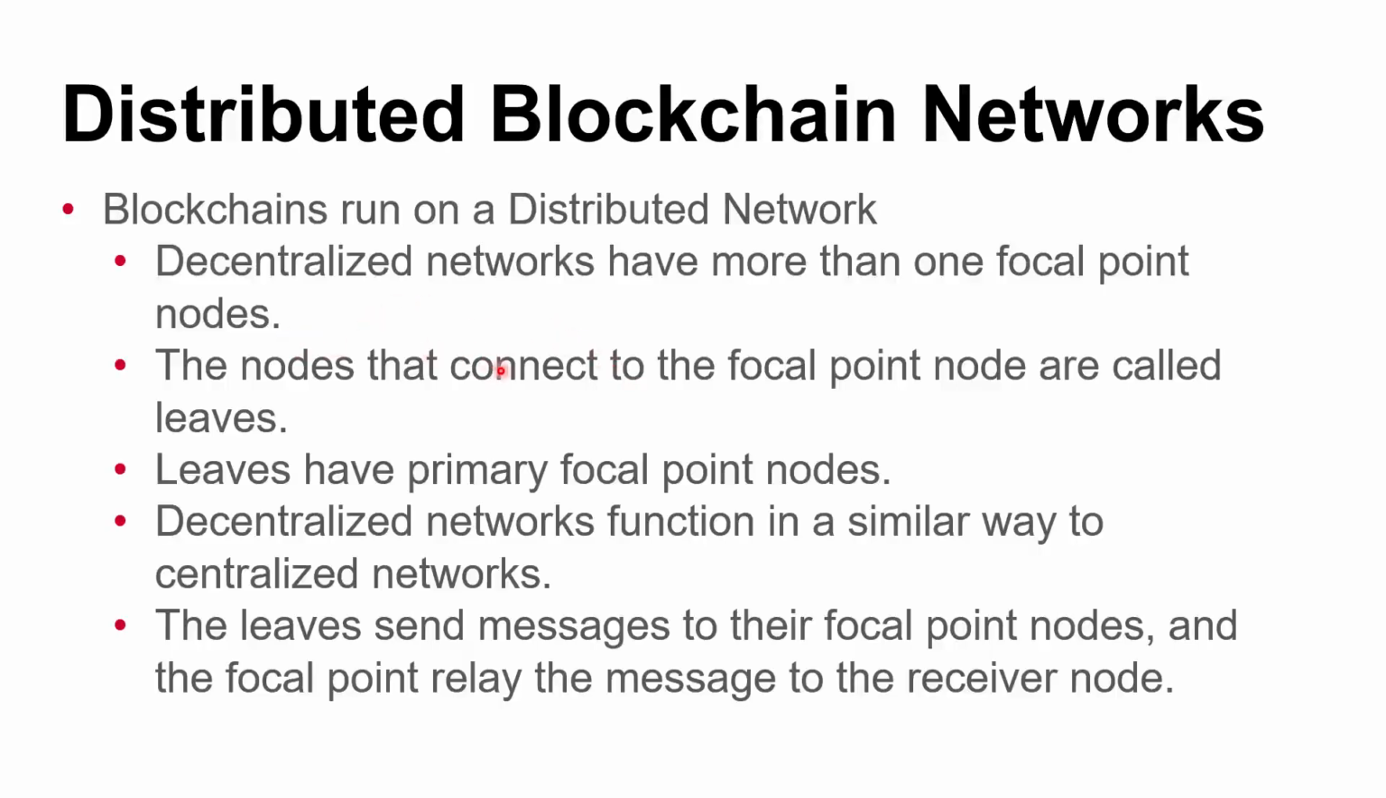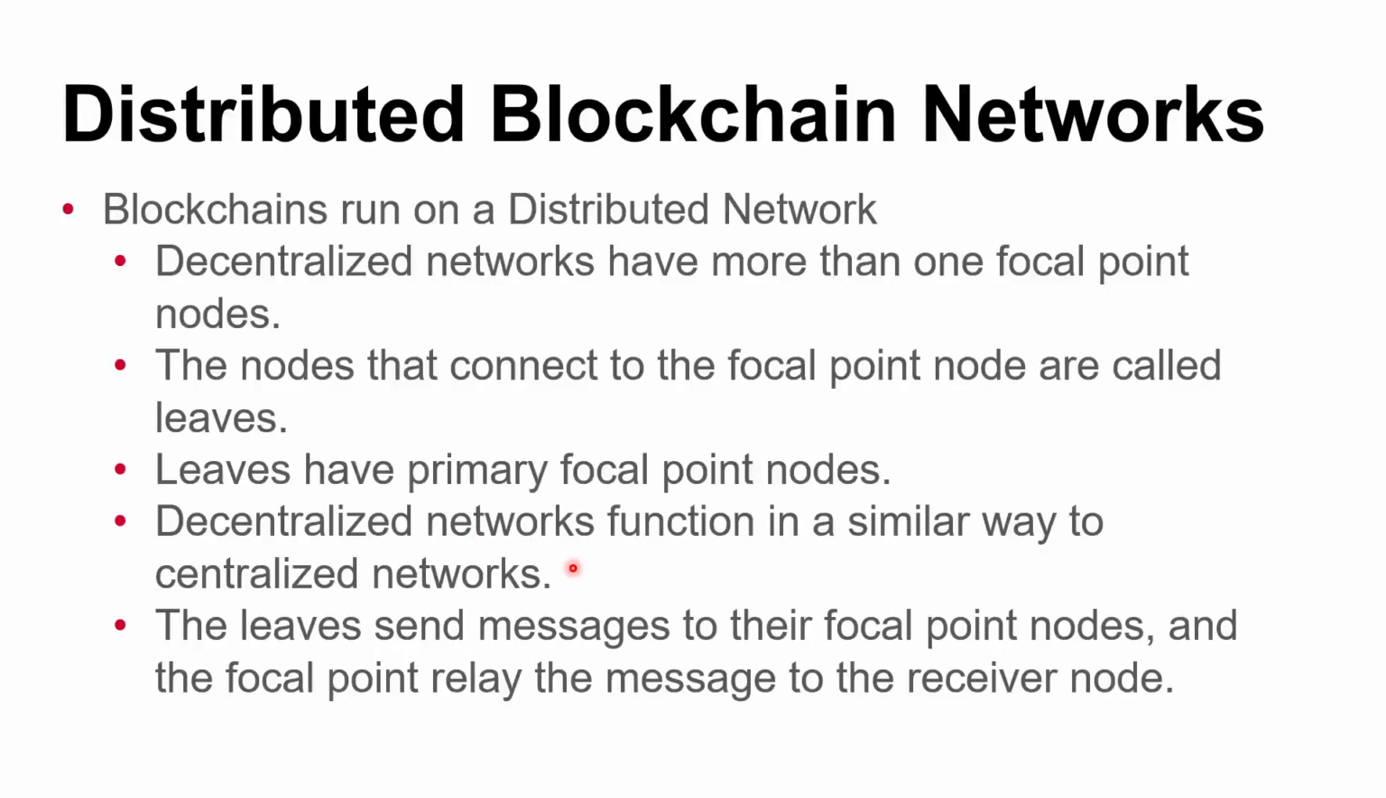Blockchains, again, use decentralized networks, which also make use of the focal point, but there are many focal points. So it's almost like a network of centralized networks. The nodes that connect to the focal point are called leaves, and the leaves have a primary focal point, but they can also move back toward a different focal point.